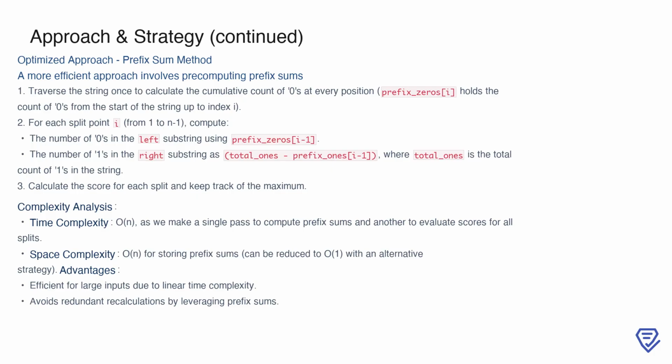This approach reduces the time complexity to O(n), as we only need 2 passes, one for building the prefix sum and another for evaluating the splits. However, it requires additional space to store the prefix sums, leading to a space complexity of O(n). While more efficient than brute force, this method can still be optimized further, particularly in terms of space usage.